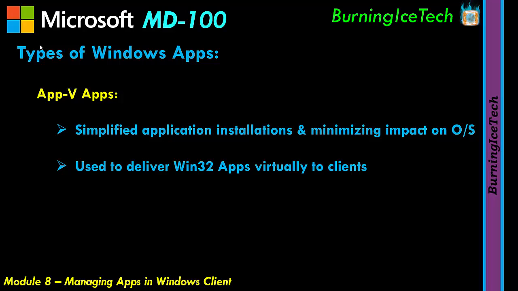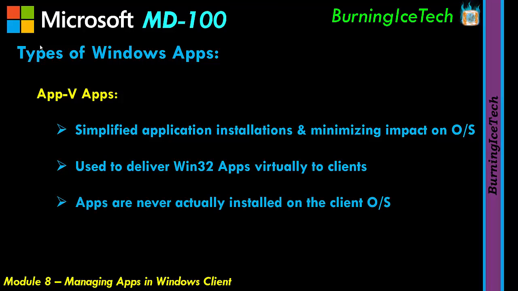Unlike universal Windows apps or desktop apps even, the application is never actually installed on the client operating system. The App-V client simulates an operating system environment and then specially prepared virtualized applications run within that simulated environment. Virtualized applications do not interact directly with the client operating system, but instead interact with the App-V client. The App-V client functions as a proxy through which the application uses operating system resources. Think of the proxy as a middleman. I think that's a pretty good example.